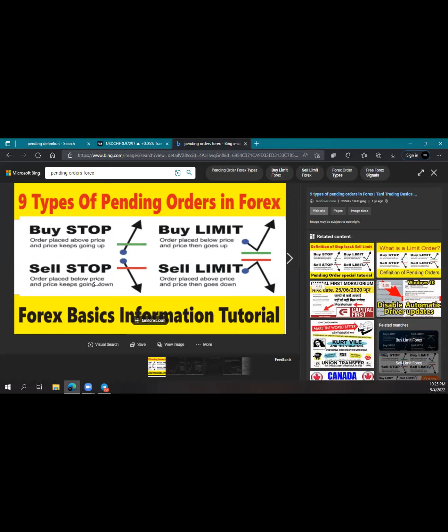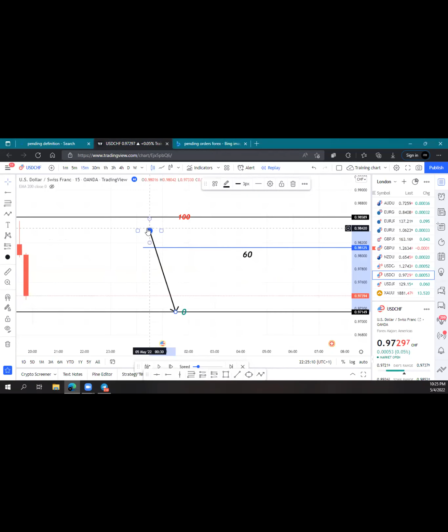The order is placed below the market price and the market keeps coming down. Sell stop. This is exactly what I did, right? Order is placed below the market price and the market keeps coming down. Sell stop, right? So don't make that mistake next time. So now, look at this now.